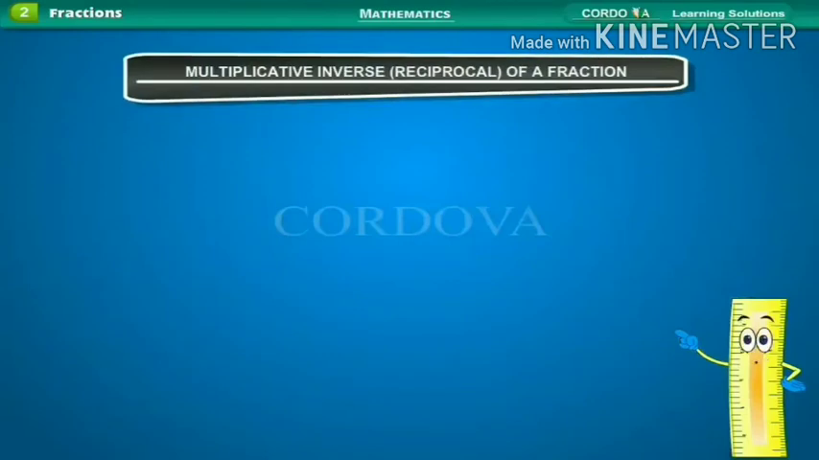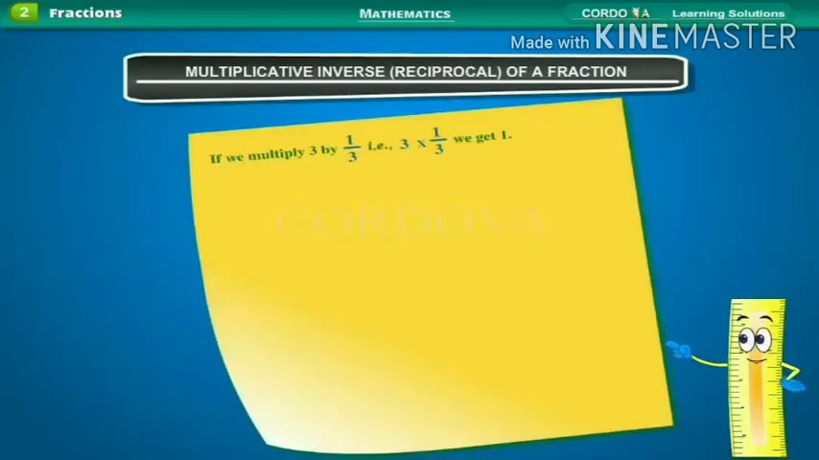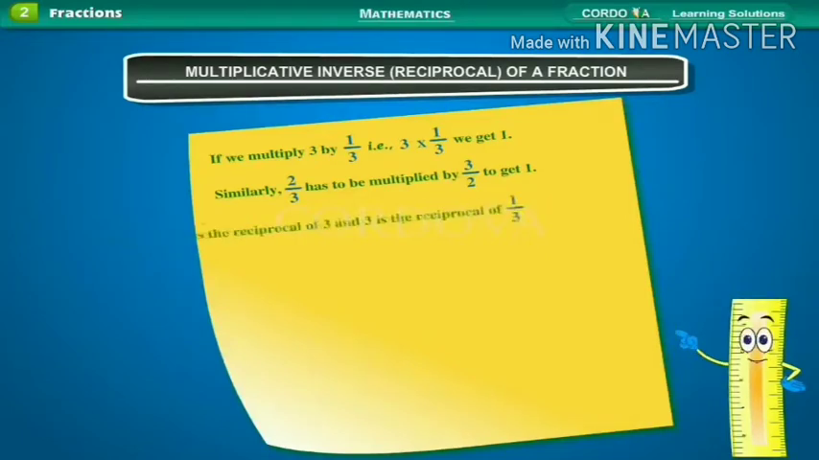Multiplicative inverse, reciprocal of a fraction. If we multiply 3 by 1 upon 3, that is, 3 into 1 upon 3, we get 1. Similarly, 2 upon 3 has to be multiplied by 3 upon 2 to get 1. 1 upon 3 is the reciprocal of 3 and 3 is the reciprocal of 1 upon 3.